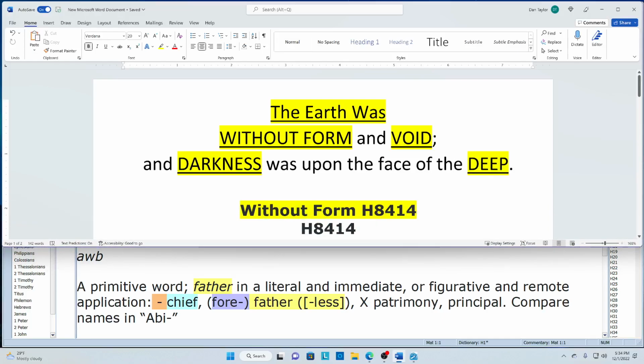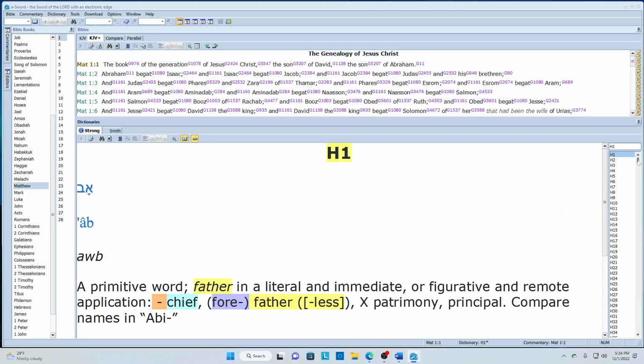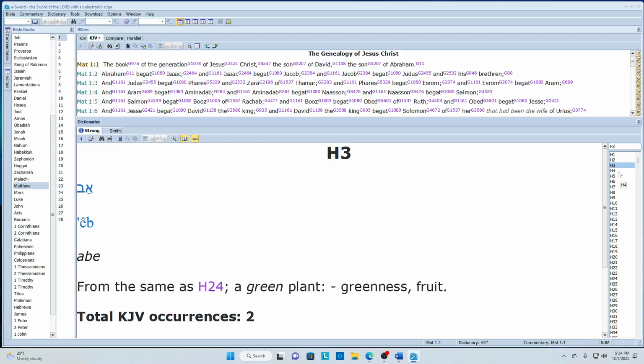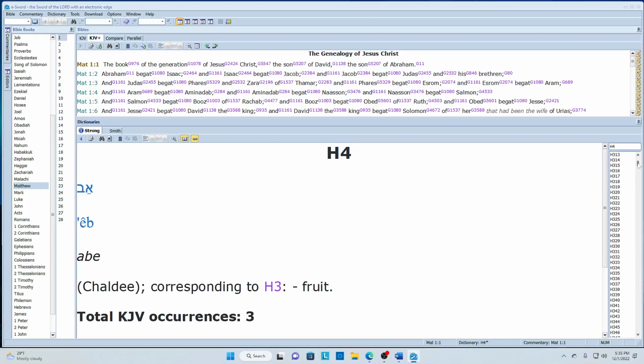So here we go. Without form is the Hebrew word 8414. That's going to be this word right here, without form, and we're going to go study that. All right. So over here, I'm going to get rid of this WordPad for a second. And over here on this right side, we know that's 8414. So there's H1, H2, H3, H4. Holy moly, right? 8,414. So I am scrolling all the way down to try to find that word there.